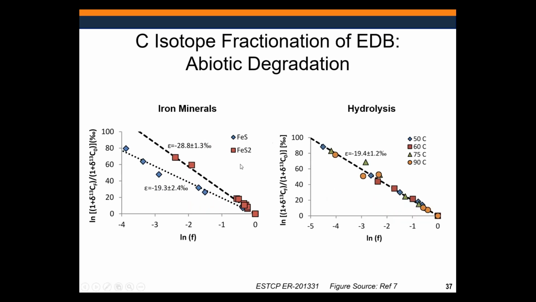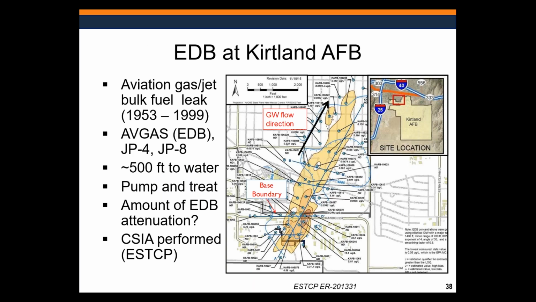And here we have iron minerals, a couple different iron sulfides, that fractionate very strongly, but a little bit differently. And then the other thing with EDB is it hydrolyzes slowly with time and water. You can see, this is just done at different temperatures, but essentially very good fractionation with hydrolysis. So I guess that's the good news, is this compound is always hydrolyzing over time, although the rates can be relatively slow. I'm just going to show you quickly a case study.